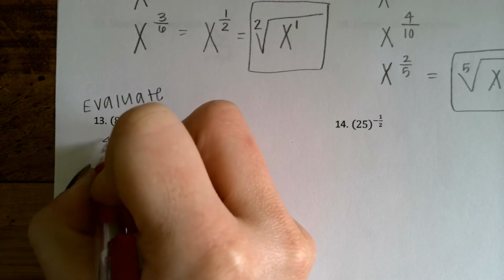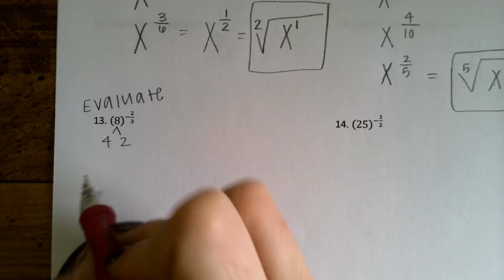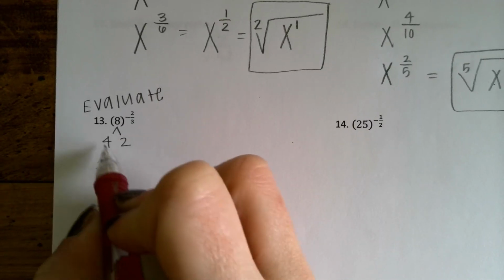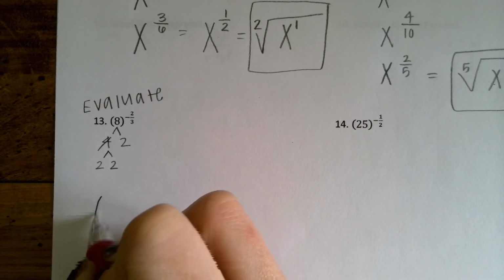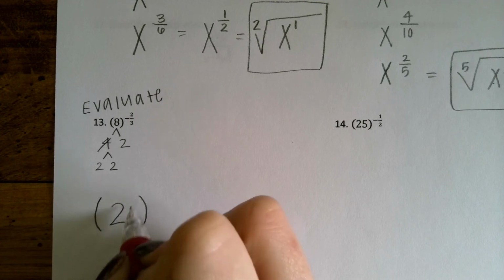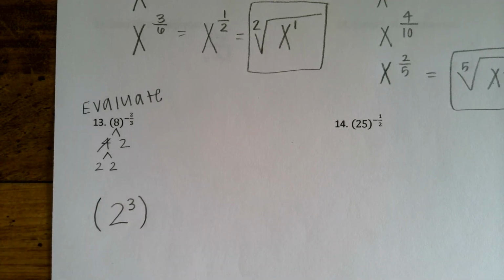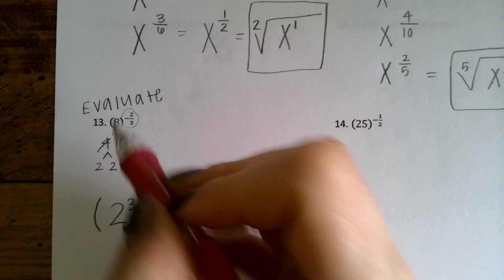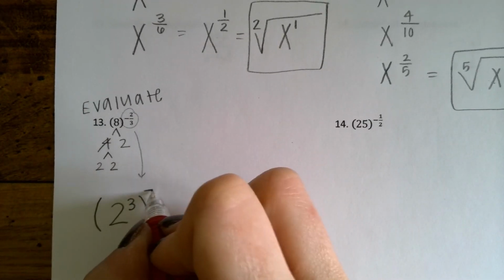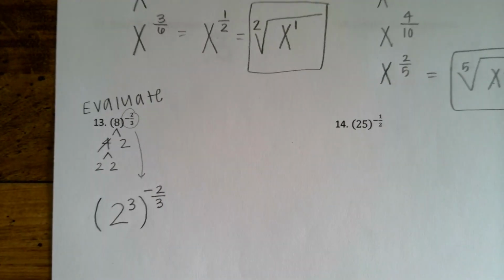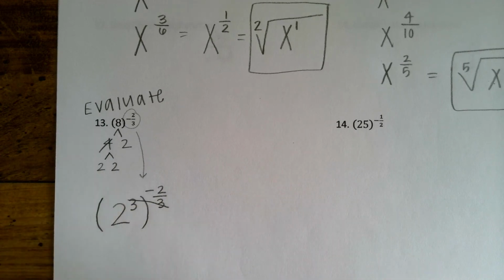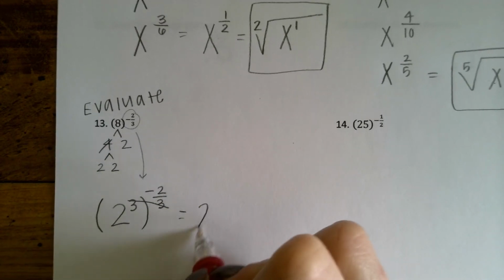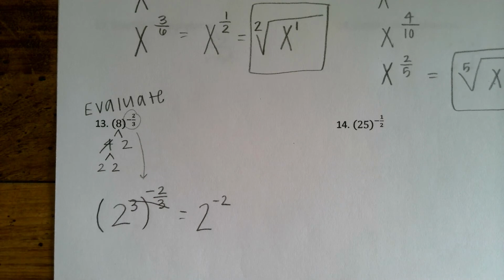So 8 can break up into 4 and 2, 4 can break down into 2 and 2. So it looks like I'm left with 3 2's. I'm going to rewrite that 8 then as 2 to the 3rd power. There's 3 2's. I'm going to drop down this exponent that we haven't used yet. When exponents are right next to each other like this, they multiply together, which is really nice because these 3's cancel out, leaving me with 2 to the negative 2nd.